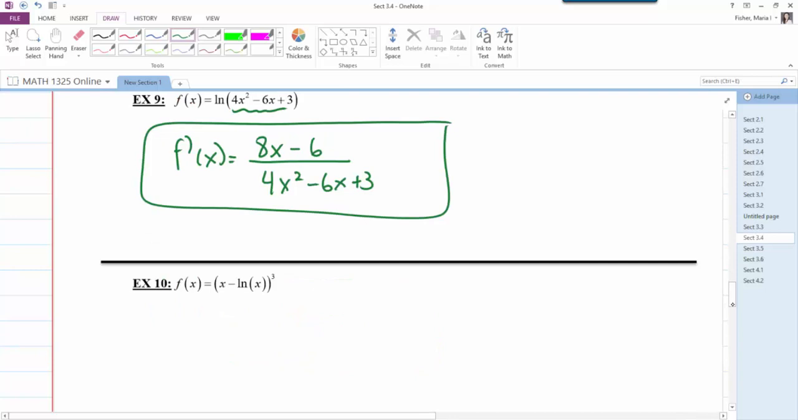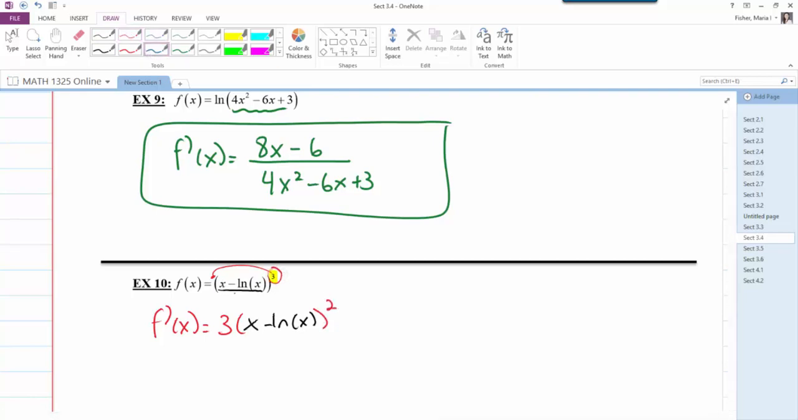What about number 10? Number 10 is x minus the natural log of x, all of that cubed. Remember, the very outside function for this one again is that cubed function. So we start off with that general power rule. So this guy here comes and multiplies out in front. So f prime of x is equal to 3 times, copy paste, x minus the natural log of x, raise it to 1 power less, so 3 minus 1 is 2, times then the derivative of the inside.